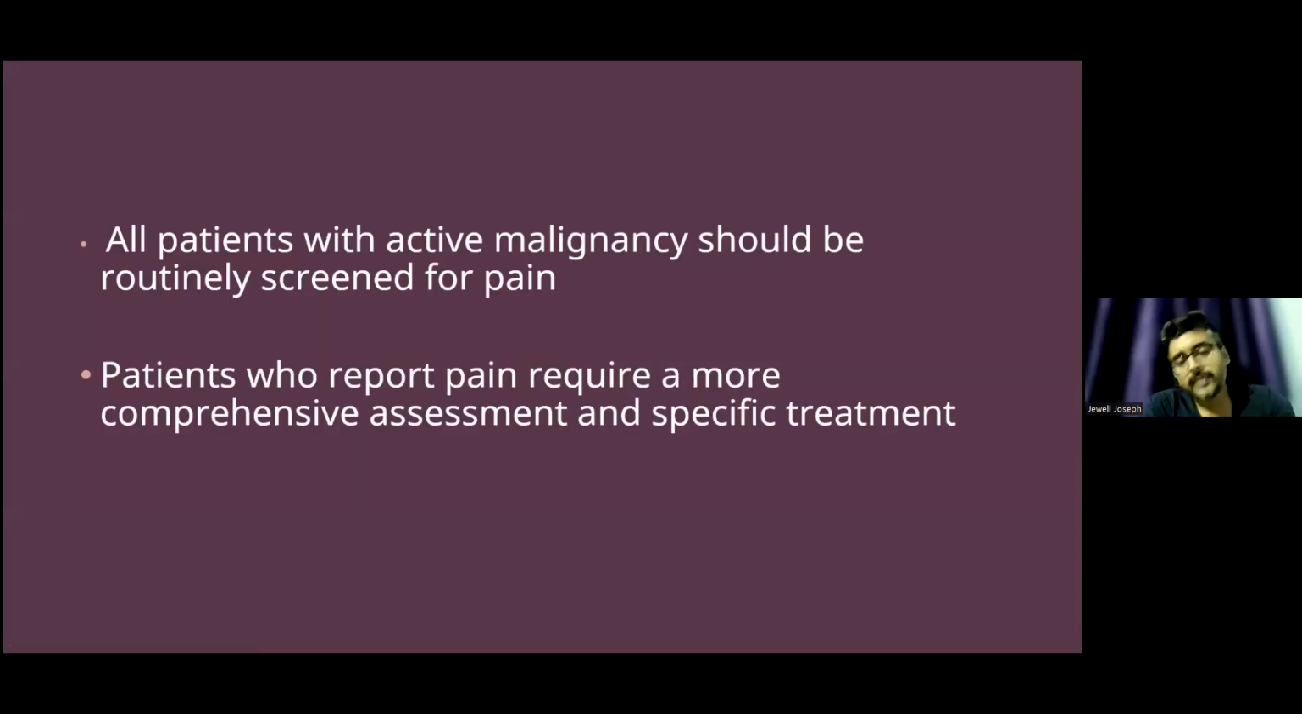Now that we have seen that cancer pain is a major morbidity and is, in a large sense, not being addressed properly, what can we do about this? All patients with active malignancy should be routinely screened for cancer pain. And the patients who report cancer pain require a more comprehensive assessment and specific treatment regarding their complaints.